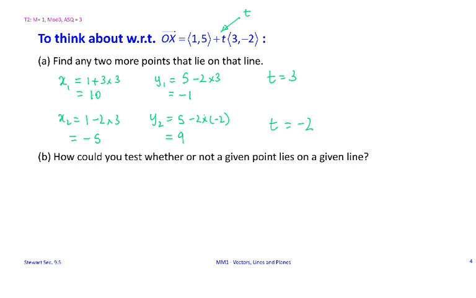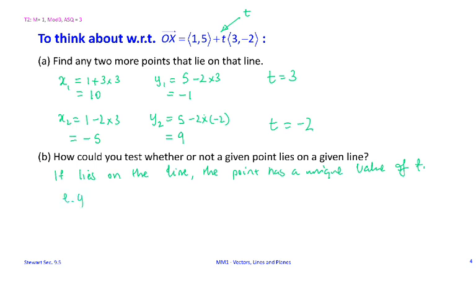How could you test whether or not a given point lies on a given line? To test whether a given point lies on a given line, you need to see whether or not that point gives a unique value of t. So if it lies on the line, the point has a unique value of t.